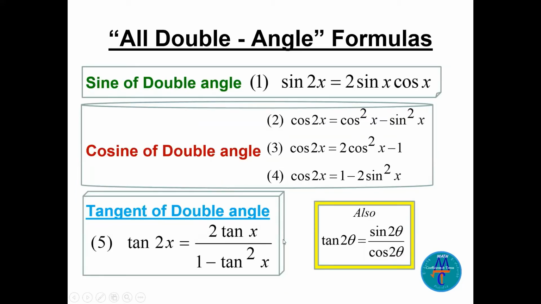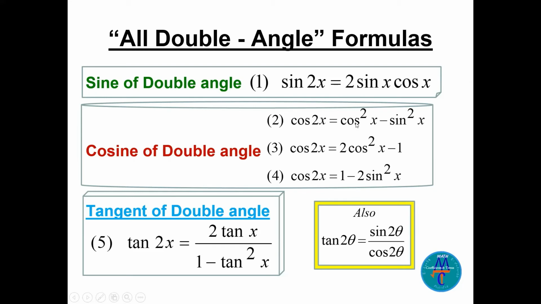This is all the double angle formulas. One formula for sine of 2x: 2 sine of x cosine of x. Sometimes we write sine 2 theta, it will be 2 sine of theta cosine of theta. The cosine of the double angle, we have 3 formulas. You have to know that.